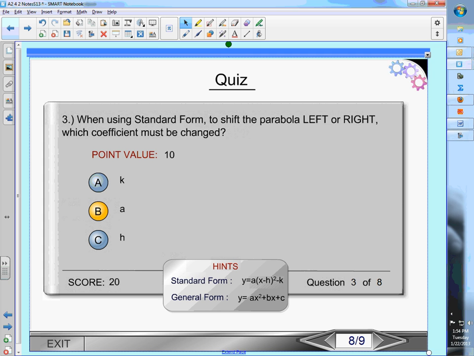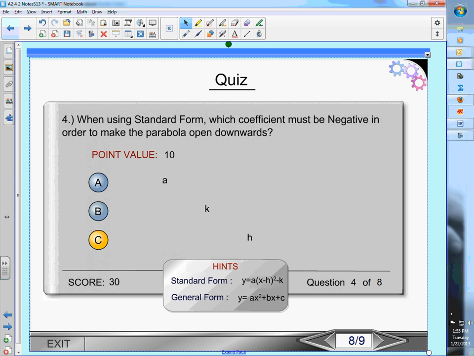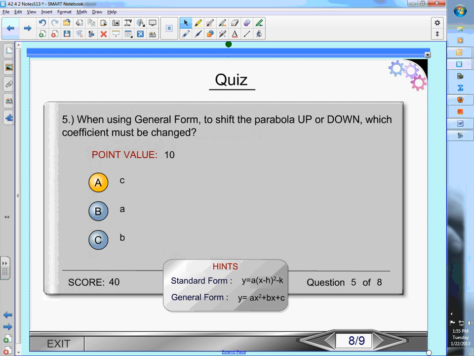Still in this form right here, which moves the parabola to the left? H, so what letter? C? Which coefficient has to be negative in this form to make the parabola go down? Variable A, so letter A.